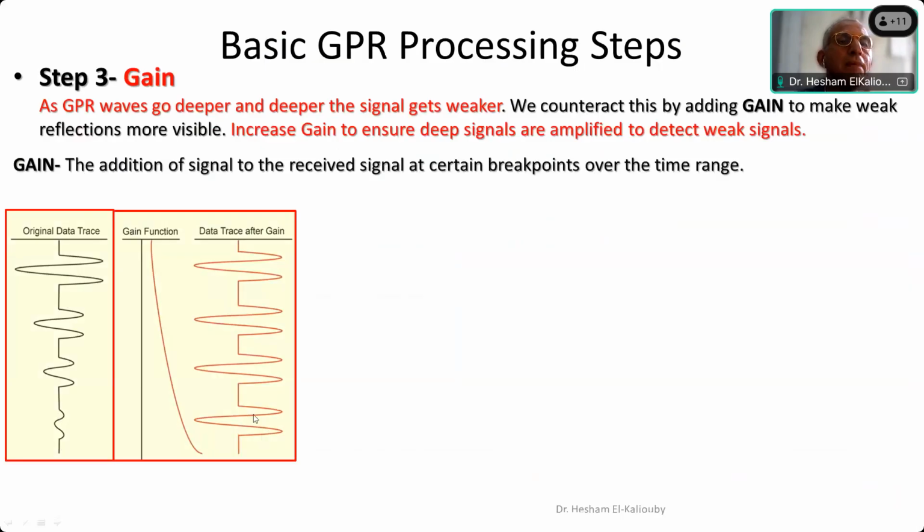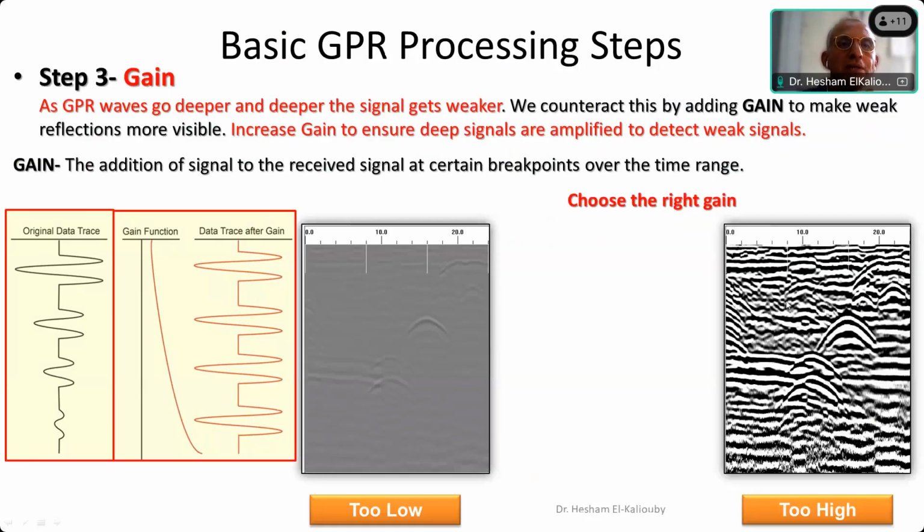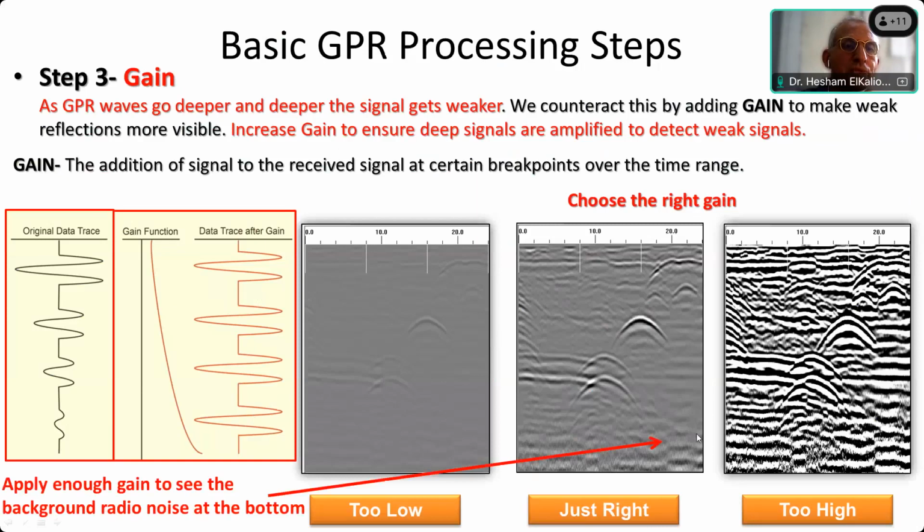Choice of the gain needs some practice. Here, for example, the gain is very low. You can hardly see any signal. This gain is too high. Actually, it's not recommended, but this one could be the right one. How do you know the right gain? When you start seeing the background noise with depth here, it means that after that you will just be amplifying the noise, not the signal. So when you start seeing this background noise, it means that this is just the right gain you can use.